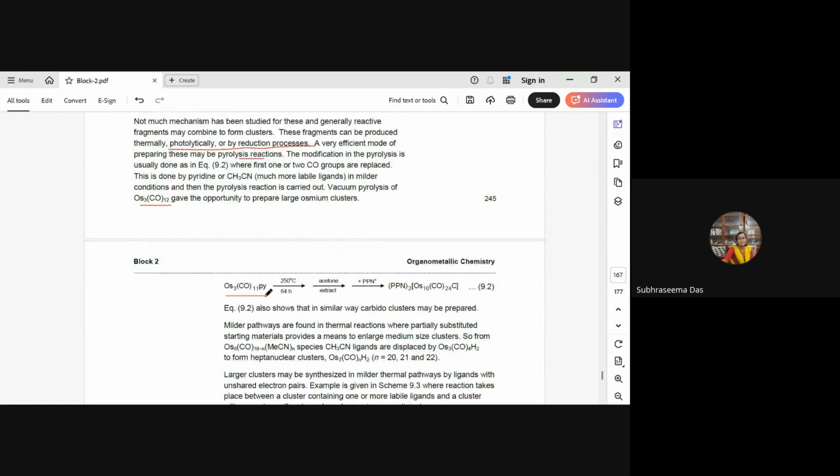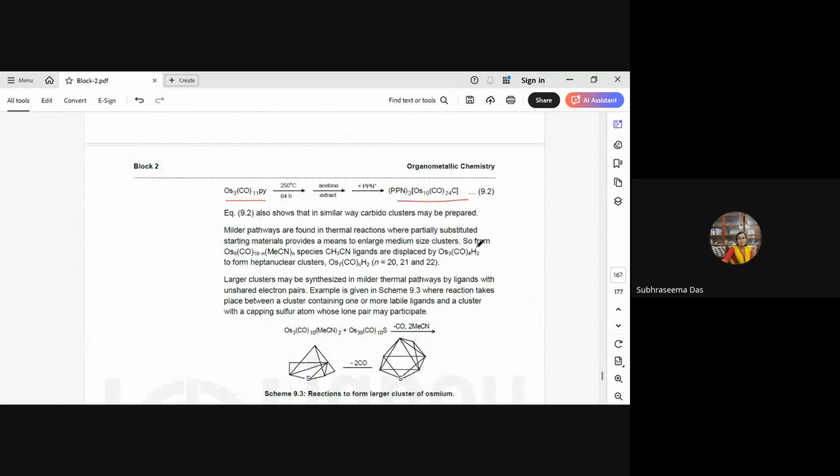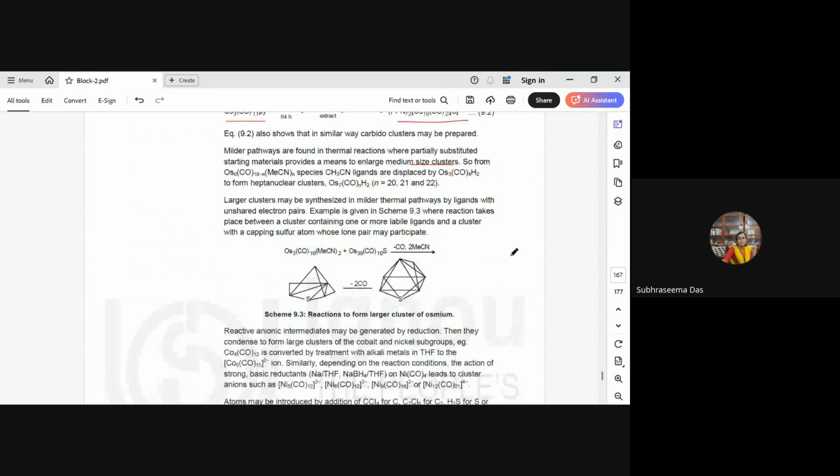So here, in the presence of pyridine, we can find this cluster. In this way, other carbido clusters may be formed. Although milder pathways have also been used for such reactions, the milder pathways are found in thermal reactions where partially substituted starting materials provide a means to enlarge the medium sized clusters. Large clusters are synthesized in a milder thermal pathway by ligands with unshared electron pairs.